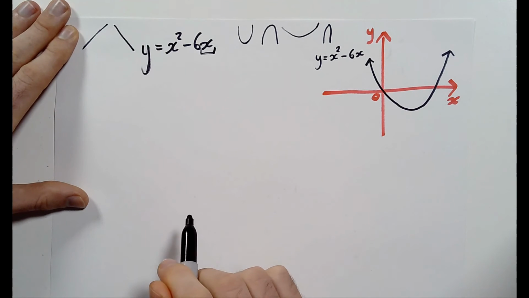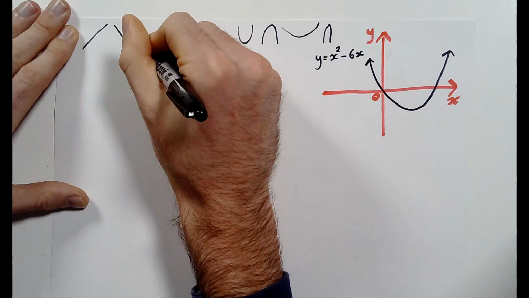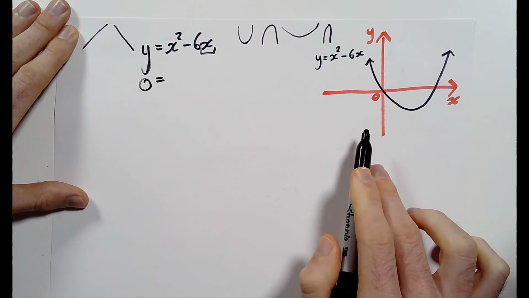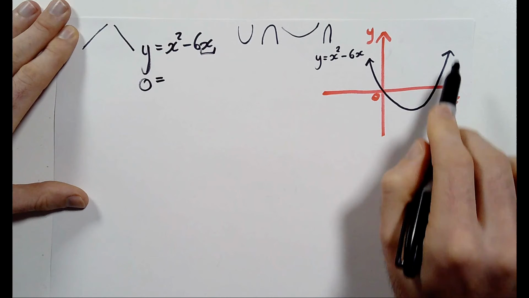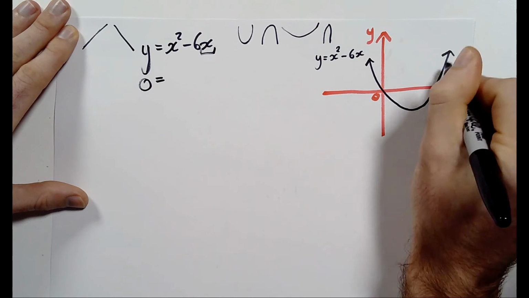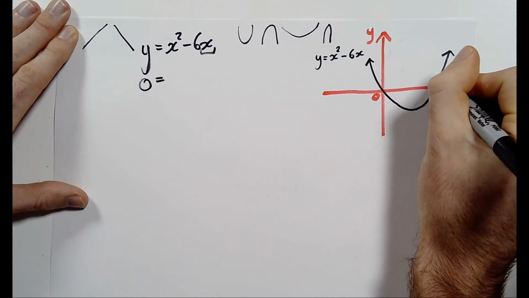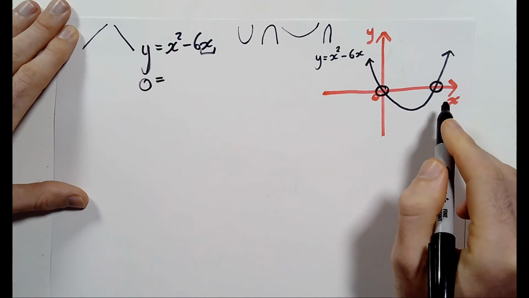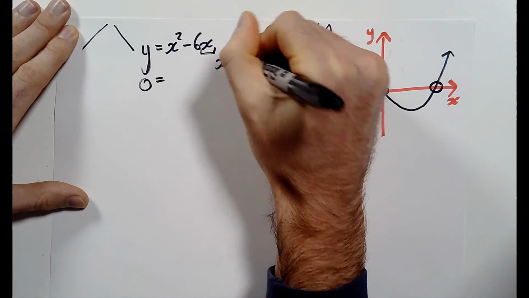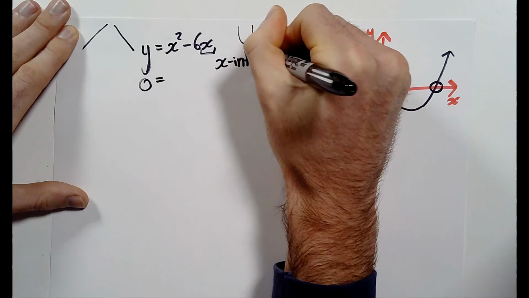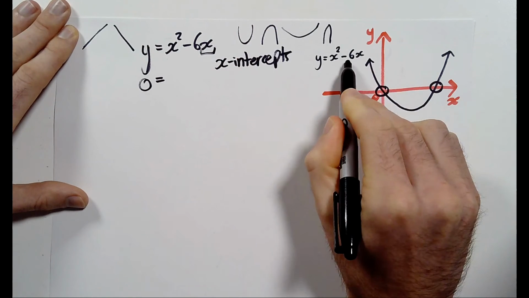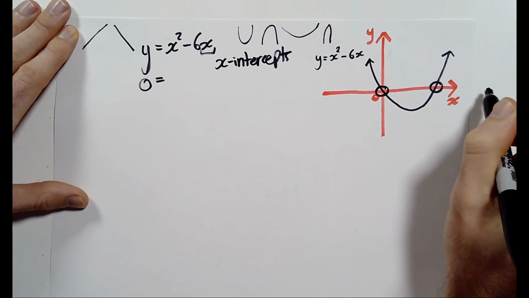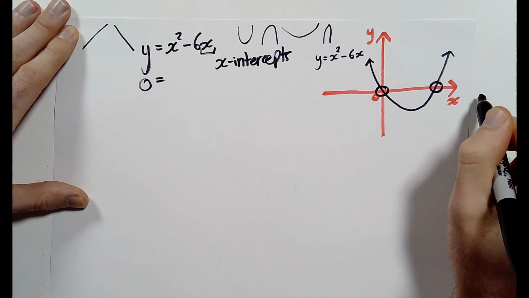Okay, so when we want to solve it, when we want to make the y 0, what we're really doing here is we are asking ourselves on this graph, where does this function go through the x-axis? In other words, where are the x-intercepts? We are interested in where the x-intercepts are. That is, where does the function, where does x squared minus 6x, if we were to graph it, go through this horizontal axis, this x-axis?